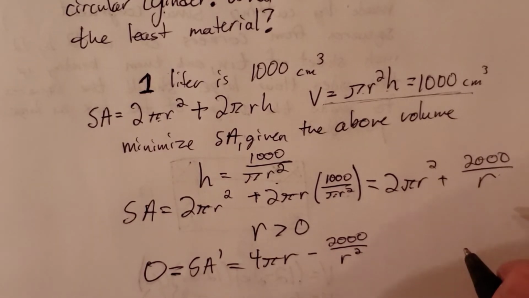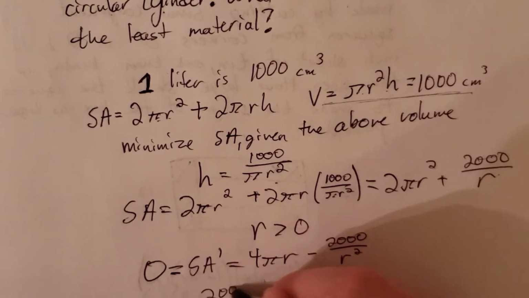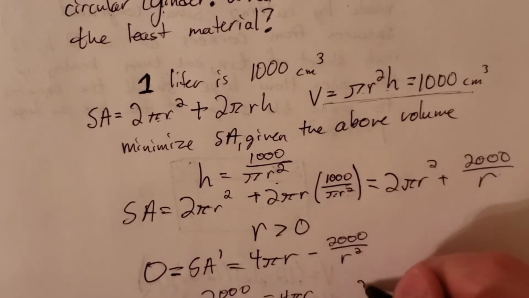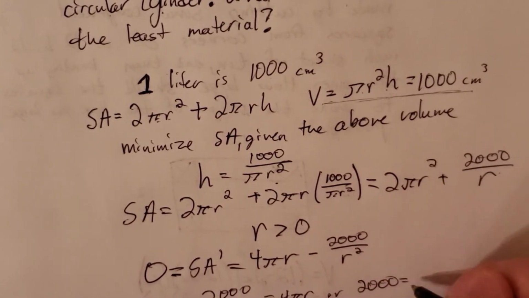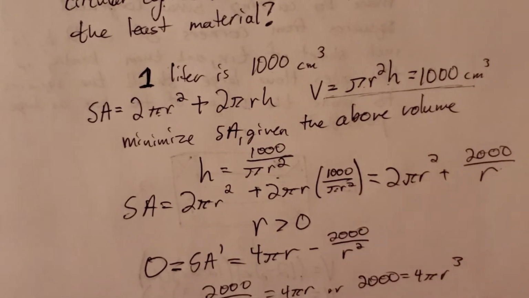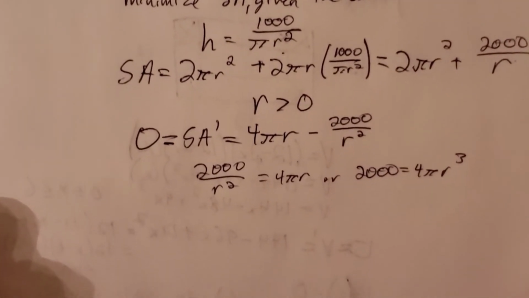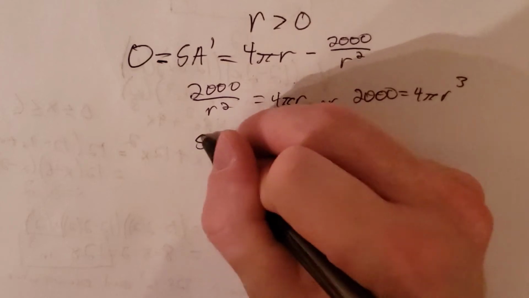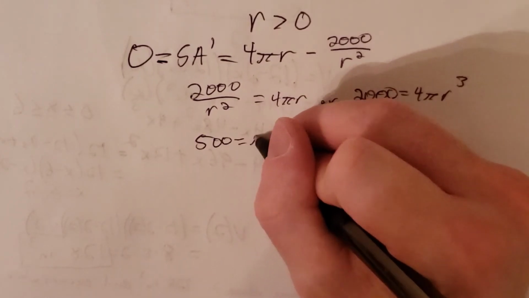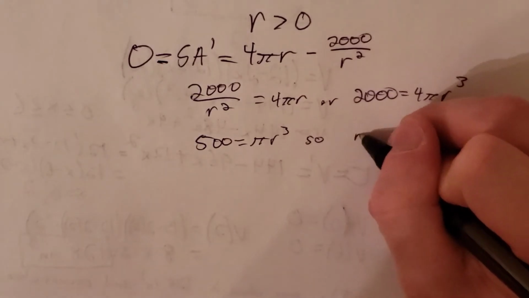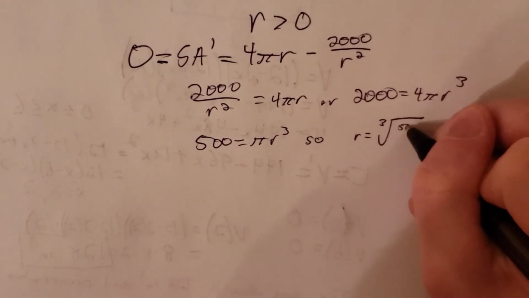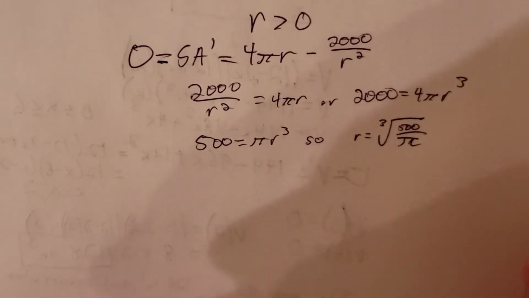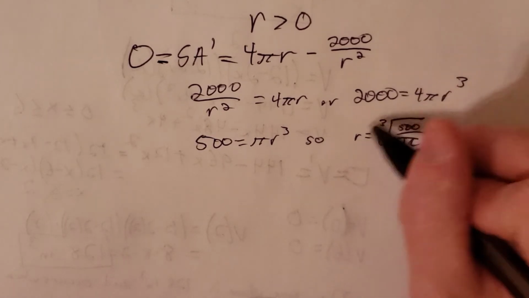Okay, and then we solve for r. So this will be 2,000 over r squared is equal to 4 pi r, or 2,000 is equal to 4 pi r cubed. Which tells us, after solving this, we can divide by 4 on both sides. We get 500 is equal to pi r cubed. So r is equal to the cube root of 500 over pi. So this would be our critical point.